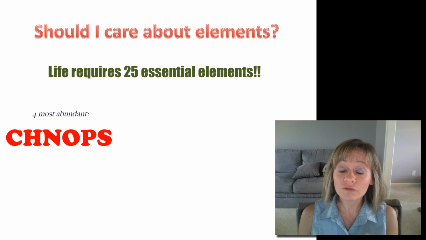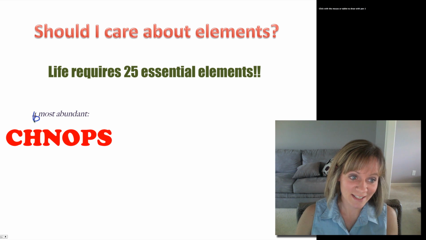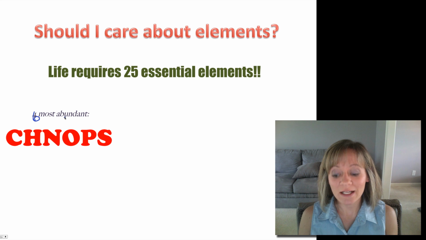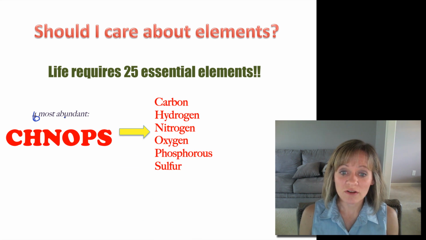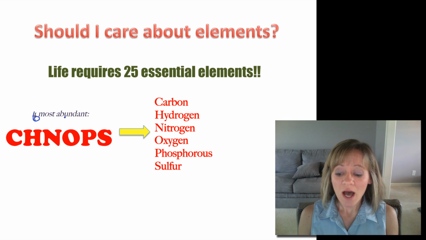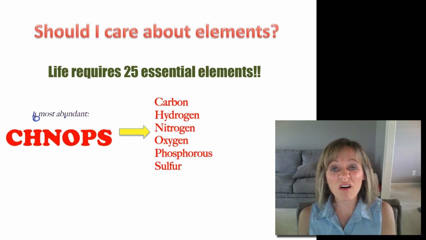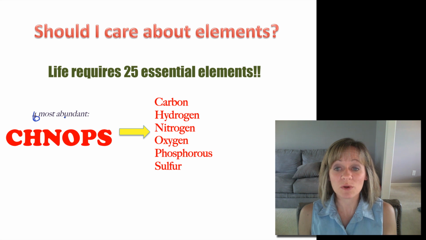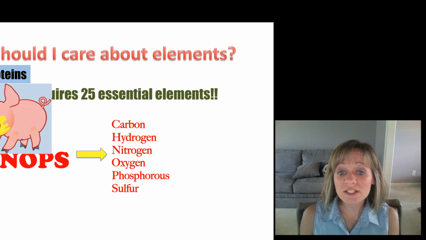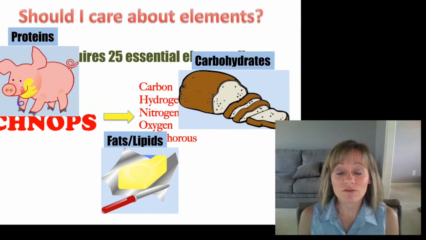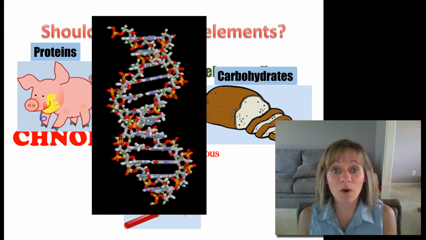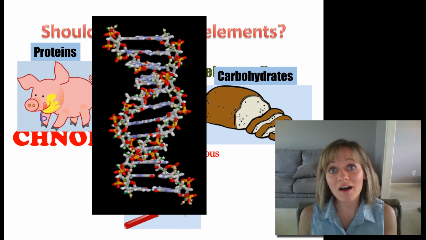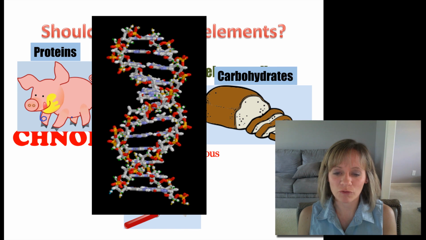And there are 6 most abundant elements, and I call them chnops. Carbon, hydrogen, nitrogen, oxygen, phosphorus, and sulfur, chnops. And you consume these all day, every day. These are the 6 most essential elements that you find in proteins that you eat, in carbohydrates, in fats and lipids, and especially in your DNA that makes you who you are. You find carbon, hydrogen, oxygen, nitrogen, phosphorus, and sulfur.